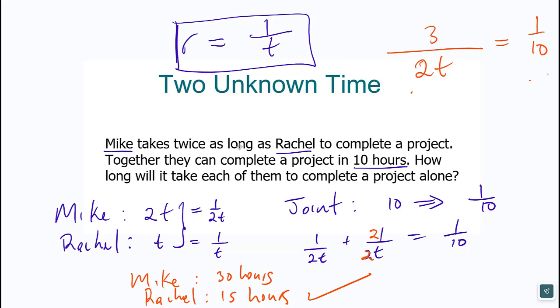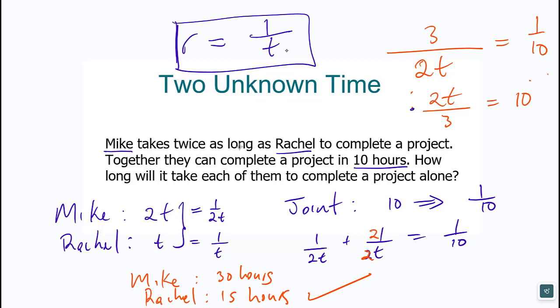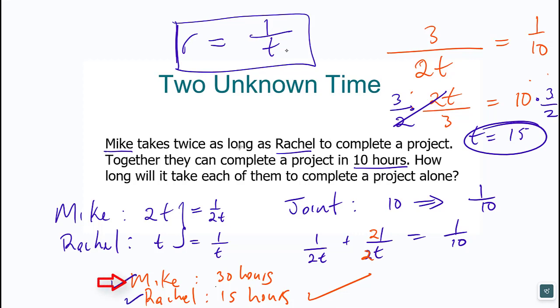That is equal to 1 over 10. So what I can do now is flip both sides. The left is going to be 2t over 3, and the right is going to be 10 over 1, which is just 10. I can multiply both sides by 3 over 2, which gets rid of that. I'm going to have t equal to 3 times 10, which is 30, divided by 2, which is going to be 15. So in essence, Mike is going to take 30 hours while Rachel will be taking 15 hours to complete this job.